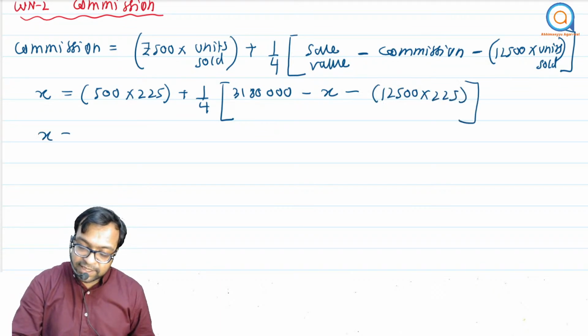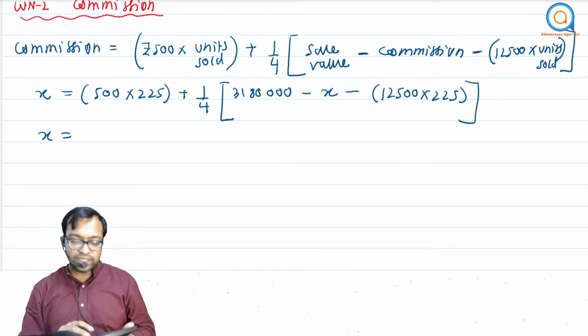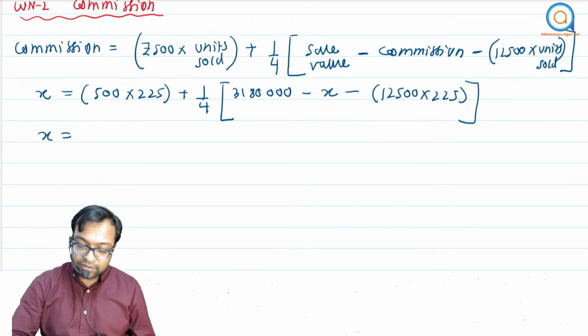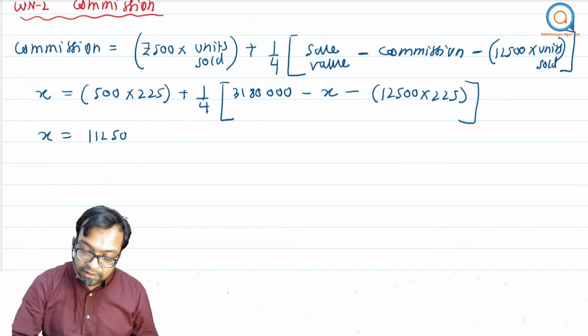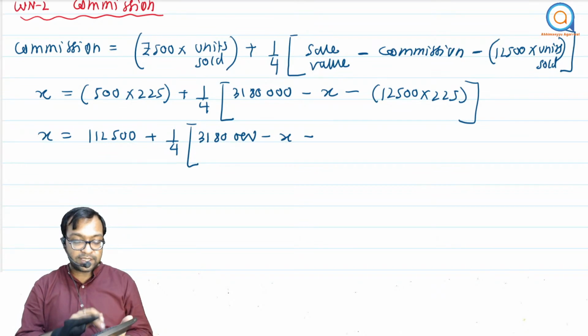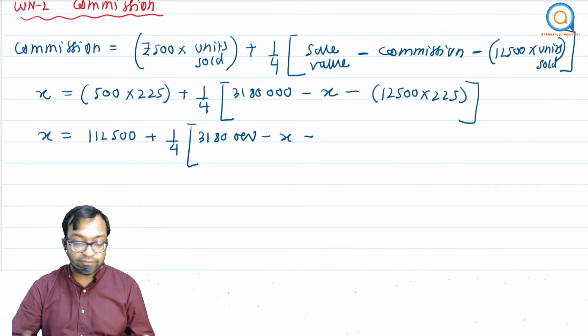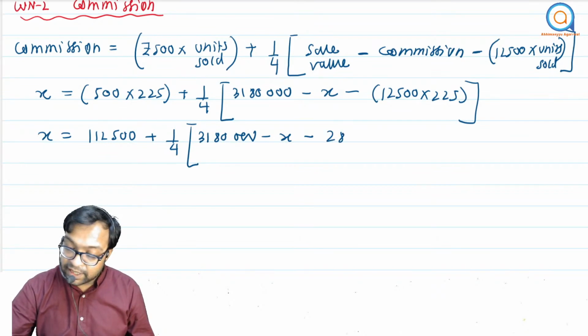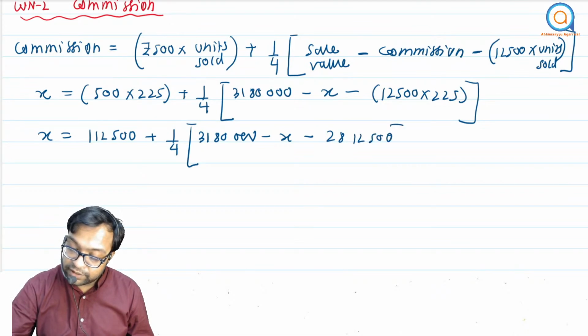So I'll solve step by step. Don't worry, I'm not going to jump steps. I'll write each and every step for you. But if your maths is good, good only. 12,500 plus 1/4 of 31 lakh 80,000 minus X minus 12,500 into 225. That is 28 lakh 12,500.